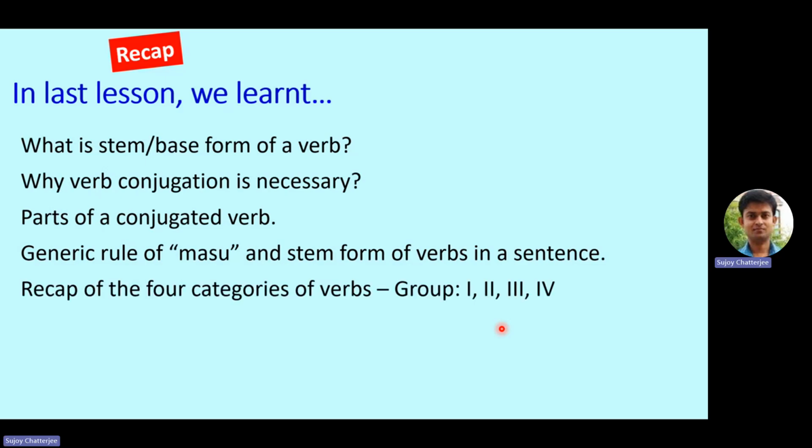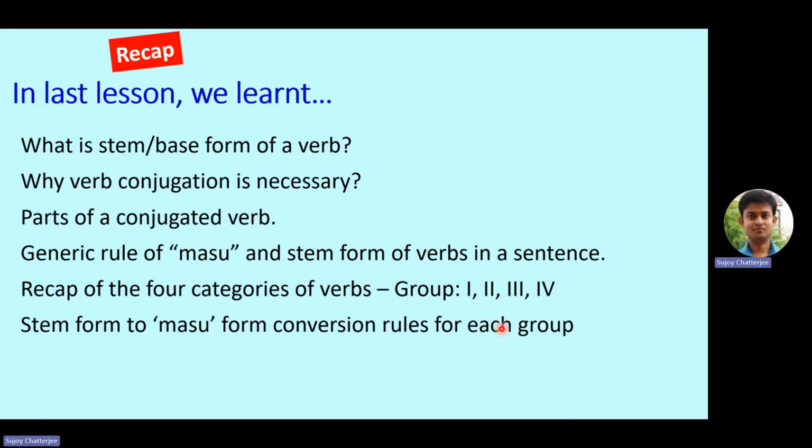And then we discussed the four categories of verbs, which we had discussed earlier in a previous lesson. We recapped those four categories of verbs, group 1, 2, 3, and 4 in the previous lesson. And then we talked about the stem form to masu form conversion rules of each of these four groups of Japanese verbs. So all this we did in the previous lesson, and we shall see some more information which we gave in the previous lesson before we start today's content.